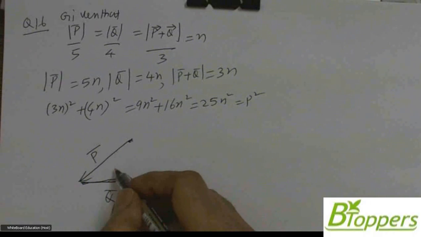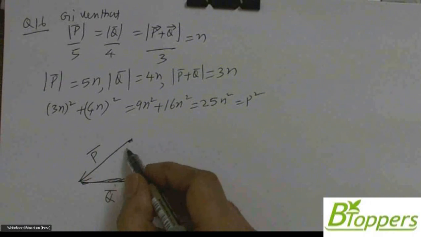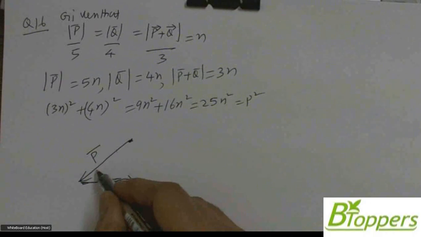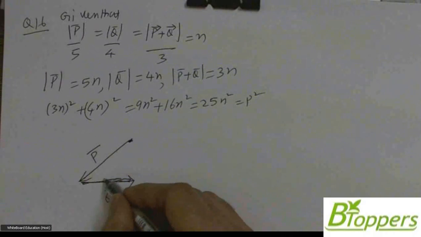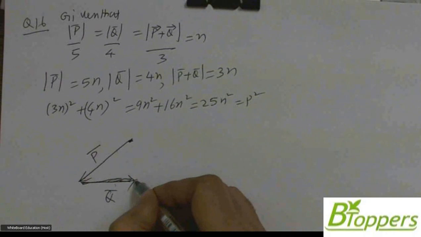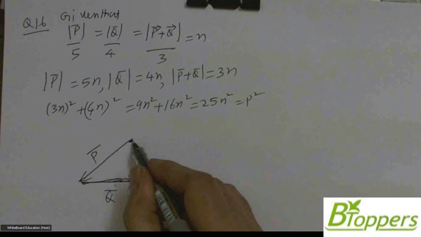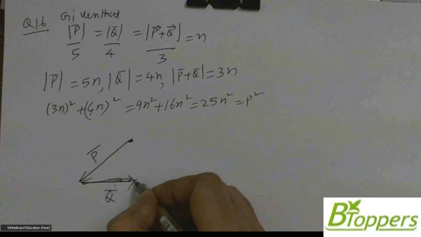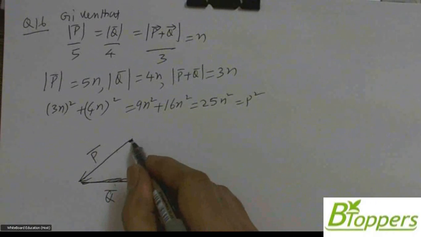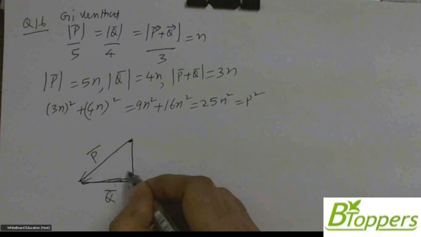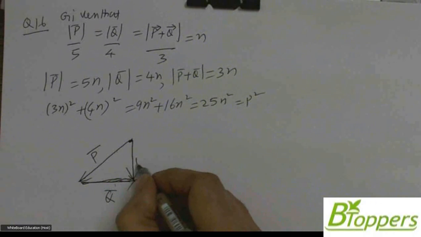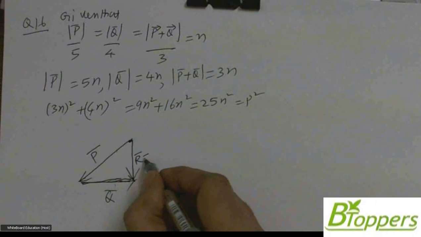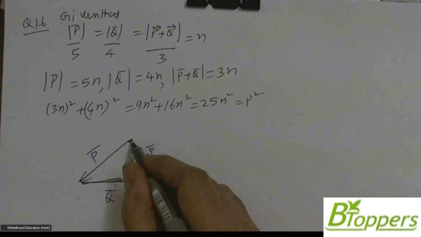That means if you imagine that these two vectors p bar and q bar are two displacements, a particle is displaced from here to here, which is represented by p bar. Next it is displaced from here to here, which is represented by q bar. Then this is the initial position of the particle, and this is the final position. So the magnitude of the resultant displacement is the shortest distance between the initial and final positions.